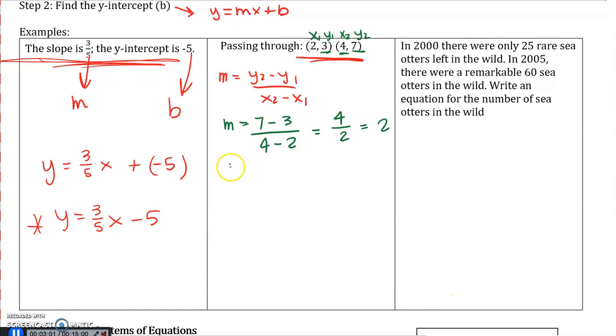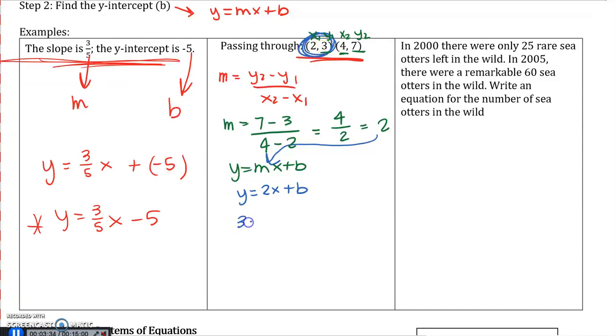To find my b, I'm going to use the equation y equals mx plus b. And I'm going to plug in what I know. Right now, I know that my m is 2. But I don't know my b. I can use one of these points to help me find my b. It doesn't matter which one. Typically, I pick the one that has less negatives and smaller numbers because I'm less likely to make mistakes with those. Remember, 2 represents an x and 3 represents a y.